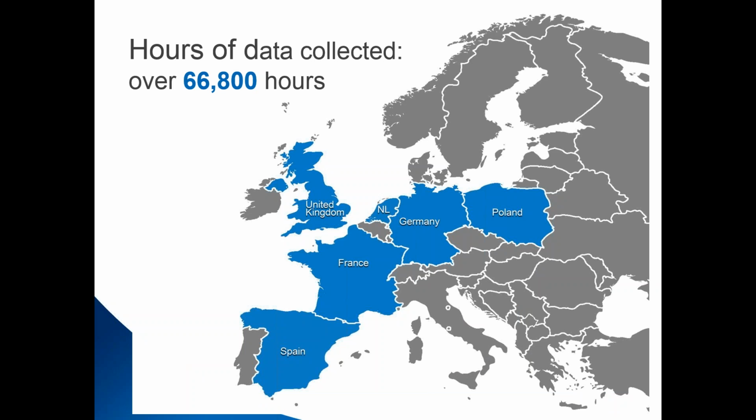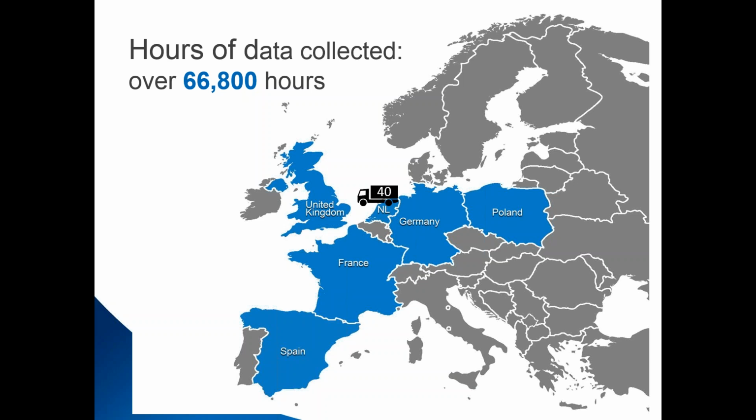So in UDRIVE, we're approaching 70,000 hours of driving observation. These are the countries involved in the project, so it's a spread across Europe. It's a spread between the north and the south, east and west, countries that are better performing overall in terms of safety, and countries that don't perform nearly as well.